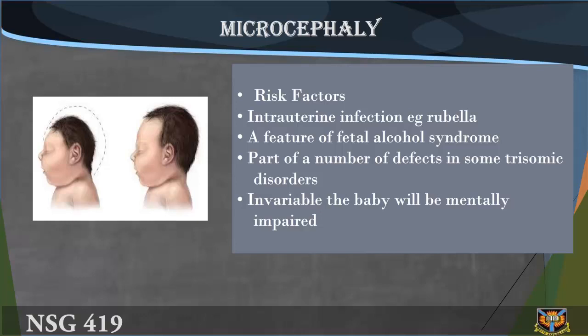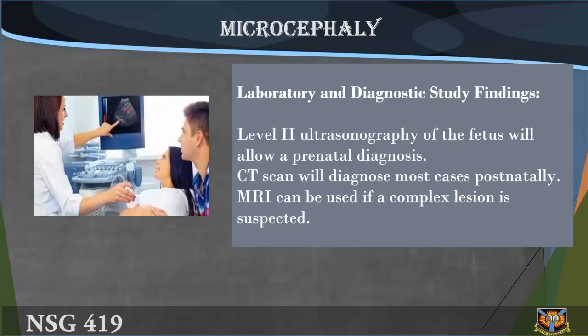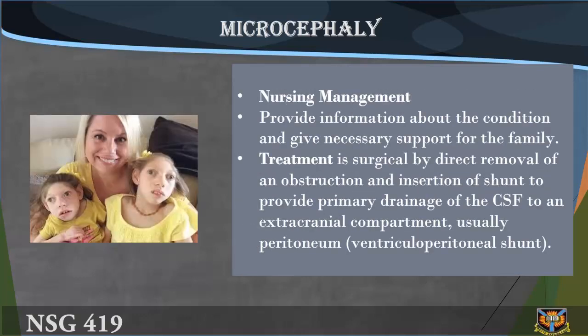Manage a child with cleft lip using nursing process. Submit the nursing care plan of an infant with cleft lip and palate. Nursing management. Provide information about the condition and give necessary support for the family. Treatment is surgical by direct removal of an obstruction and insertion of shunt to provide primary drainage of the CSF to an extracranial compartment, usually peritoneum.